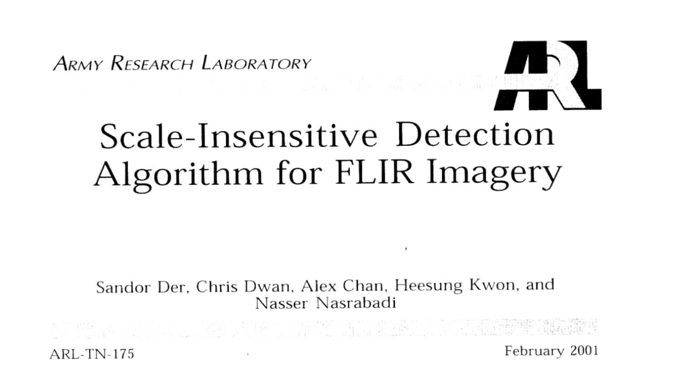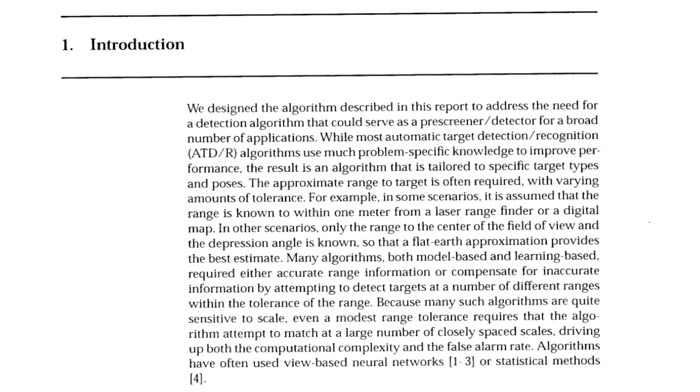23. A landmark report published in 2001 by the U.S. Army Research Laboratory called Scale Insensitive Detection Algorithm for FLIR Imagery detailed a pre-screening algorithm designed to identify military vehicles and targets in forward-looking infrared imagery. On page 1 of this report, they admit that in scenarios where the exact range is unknown, a flat Earth assumption provides the best estimate. This is quite a revealing admission. If Earth was actually a sphere curving down at a rate of 8 inches per mile squared, surely a flat Earth assumption would not be what provided the best estimate for their range-finding calculations.